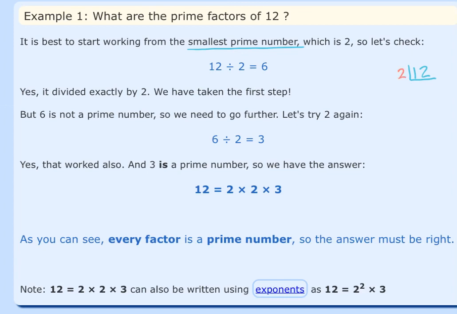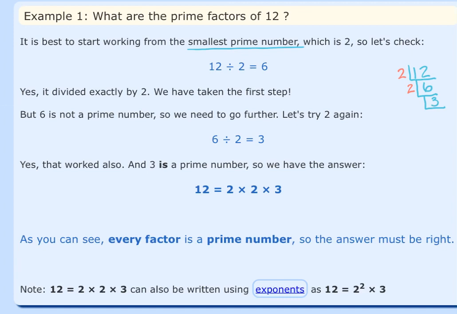That's the smallest prime number that can go into it. And then from there, once I divide 12 by 2, I get 6. And then I can keep going. So what's the smallest prime number that goes into 6? 2. And then 6 divided by 2 is 3. So then that's the number that I have left.